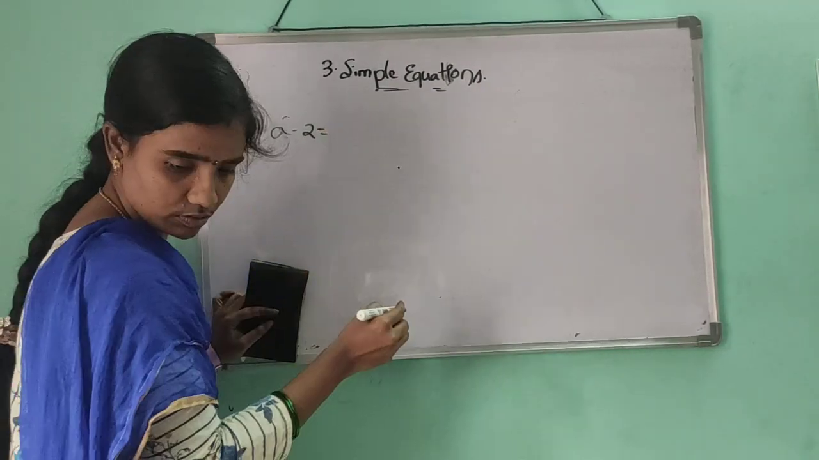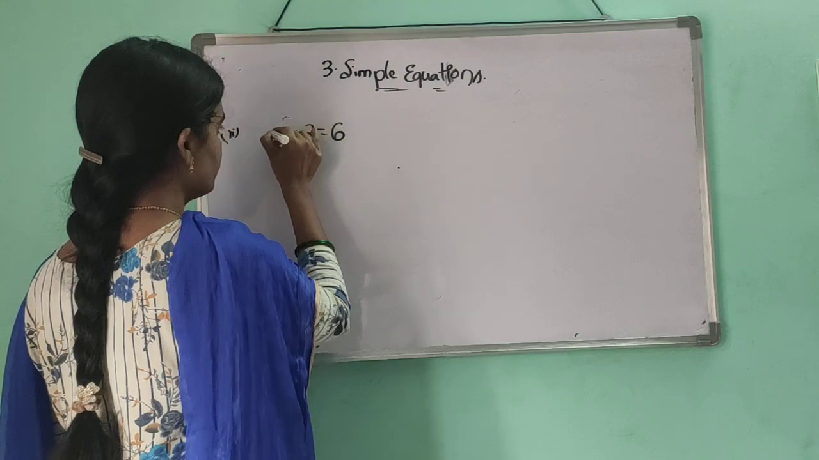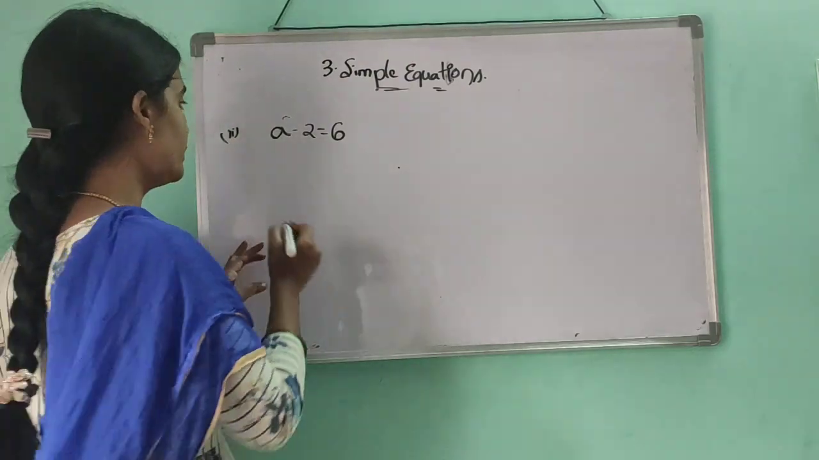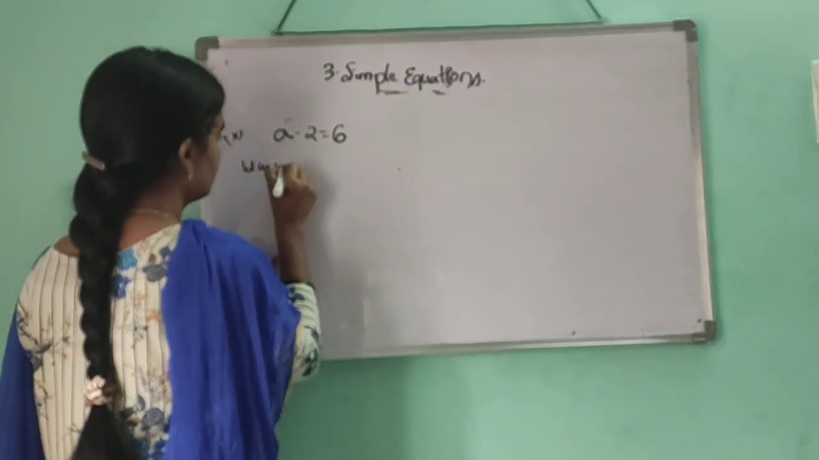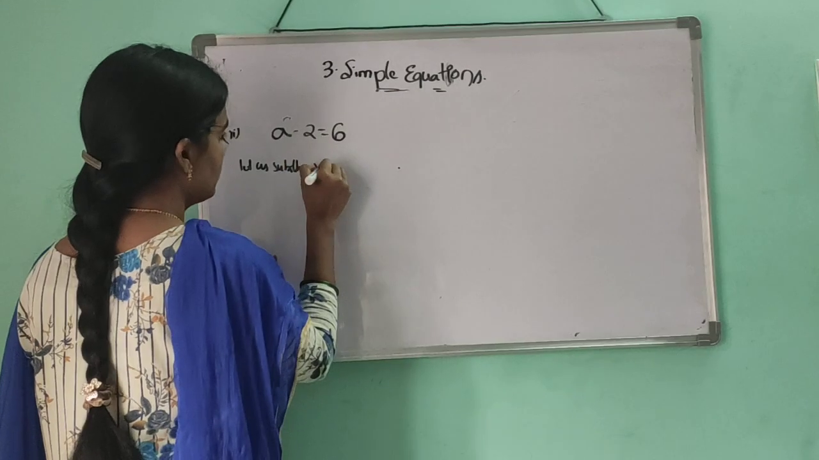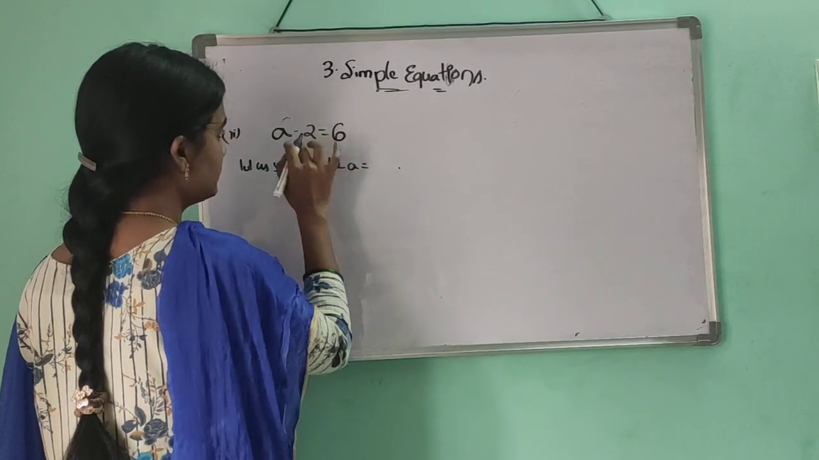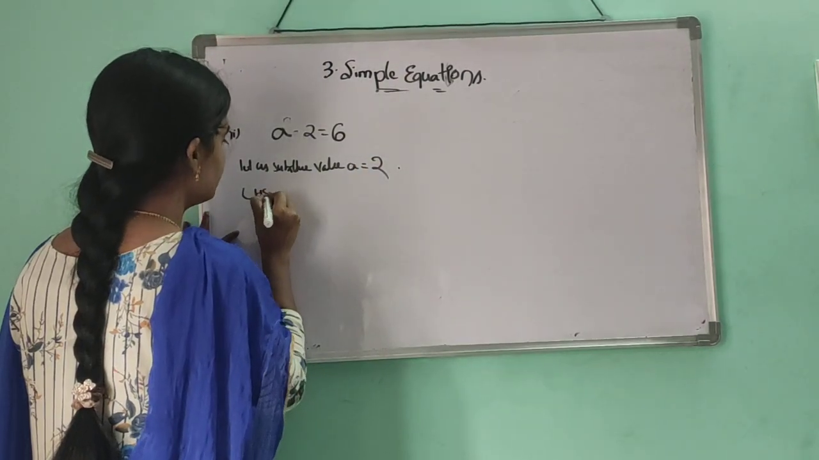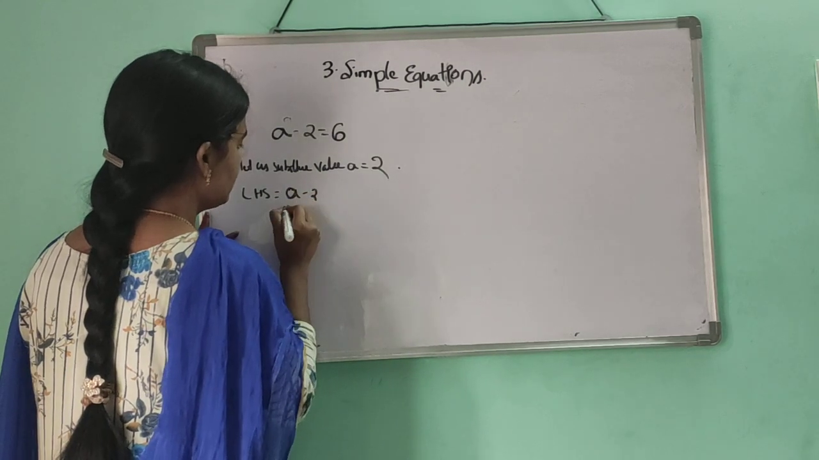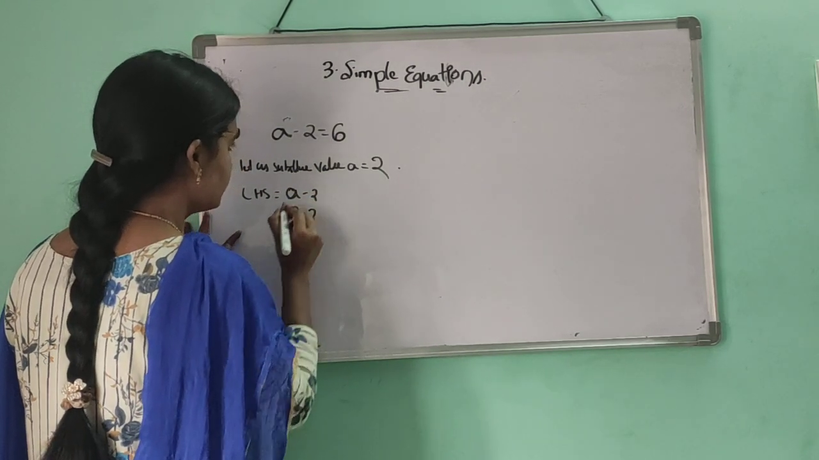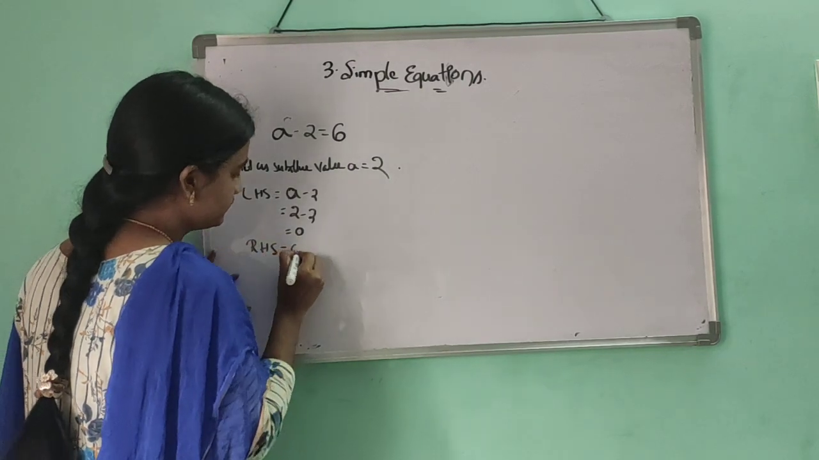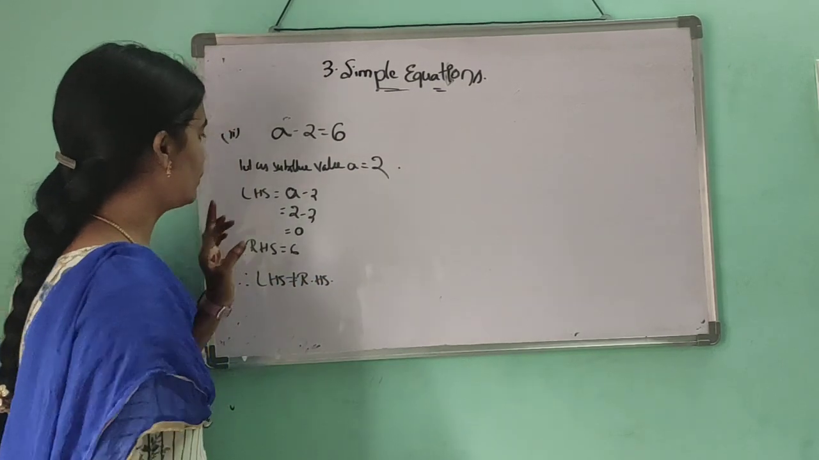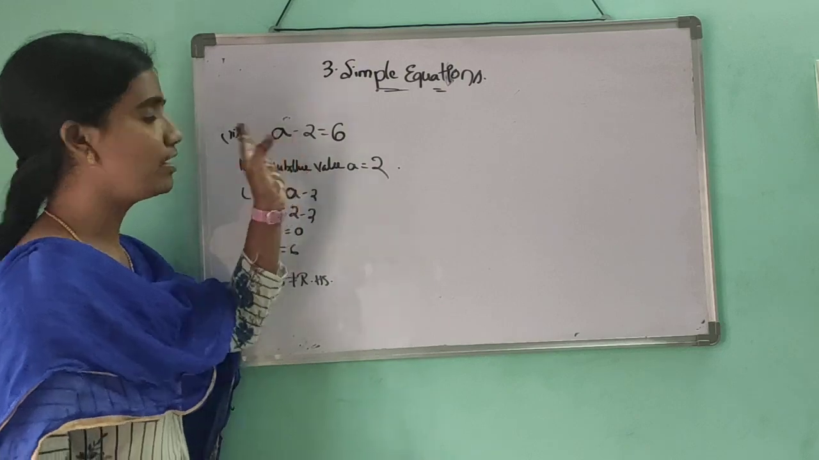A minus 2 equal to 6. In this, the variable is A. Let us substitute. Substitute the value A equal to 2. LHS equal to A minus 2 equal to 2 minus 2, 0. RHS equal to 6. So LHS is not equal to RHS. So 2 is not suitable for the value of A.